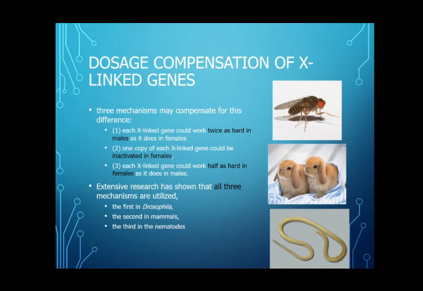3. Each X-linked gene could work half as hard in females as it does in males, because you have two chromosomes, each will work 50%, the other will work 50%, now you have 100. Compared to males, they have only one X chromosome, that one X chromosome will work 100%. Extensive research has shown that all three mechanisms are utilized. The first in Drosophila, second in mammals, and the third in nematode.